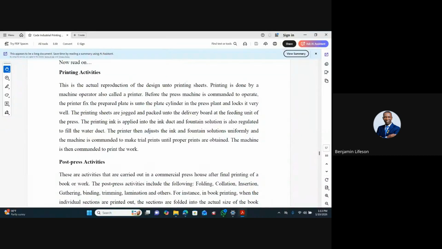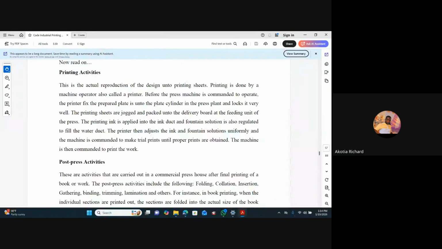Someone should equally read. Yeah. Printing activities. So printing. Okay. Should I Okay, read? if you have, okay, you proceed then. Yeah. Okay. Printing activities.